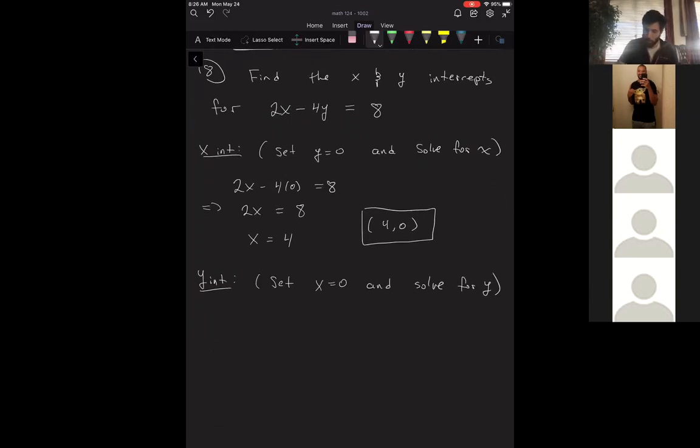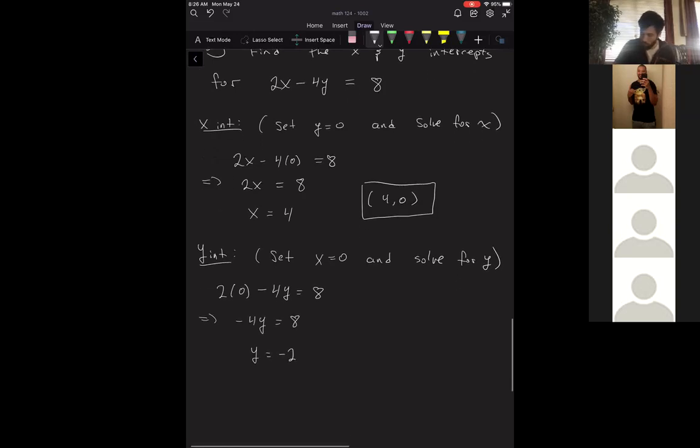So how do we do that? Well, our equation, like we have right here, the 2x minus 4y is equal to 8. Let's just set x equal to 0. So we're going to get 2 times 0, then minus 4y is equal to 8. So the 2 times 0, that just goes away. So we just have minus 4y is equal to 8. We divide by the minus 4, and we're going to get y is equal to minus 2.